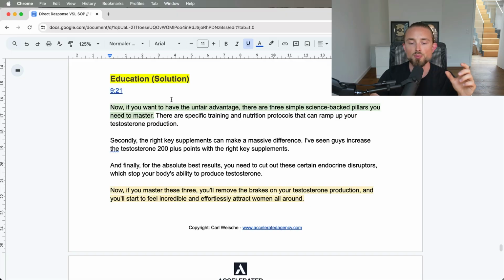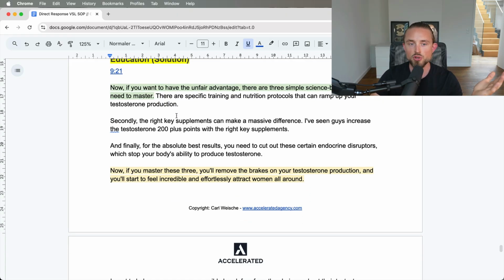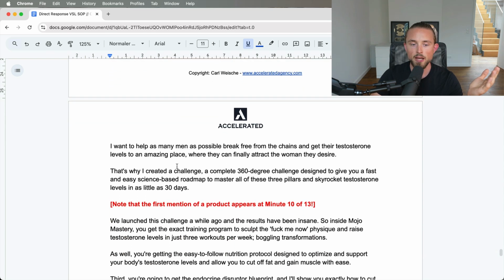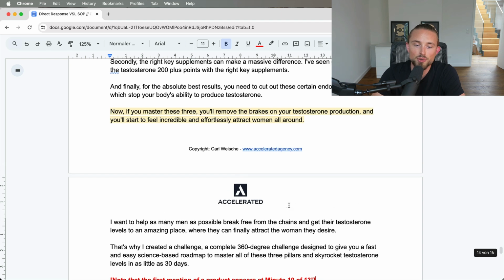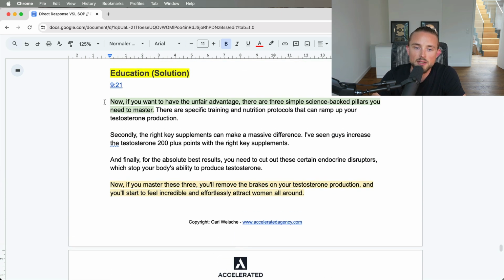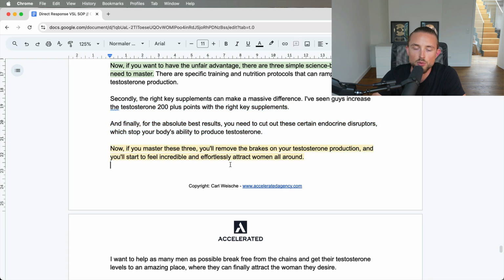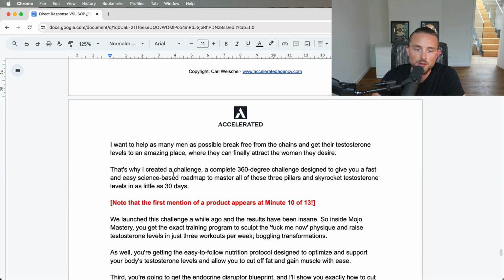So this leaves you. Now let's break down the copy together. So essentially what do we do here in this part? And that's also why I wrote the note. The first mention of the product appears at minute 10 of 30 minutes, right? So really the first 10 minutes we didn't even mention the product. So we talk about basically the different protocols, we talk about the different pillars, and then we talk about the product, right?